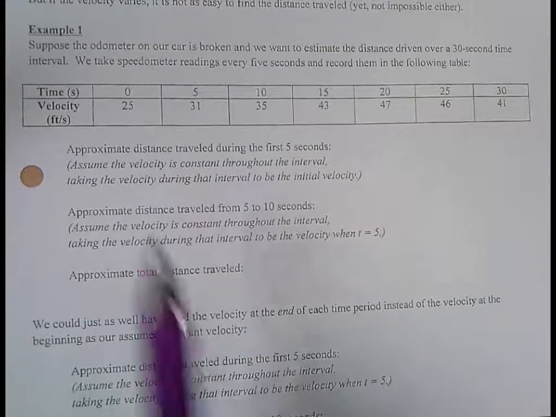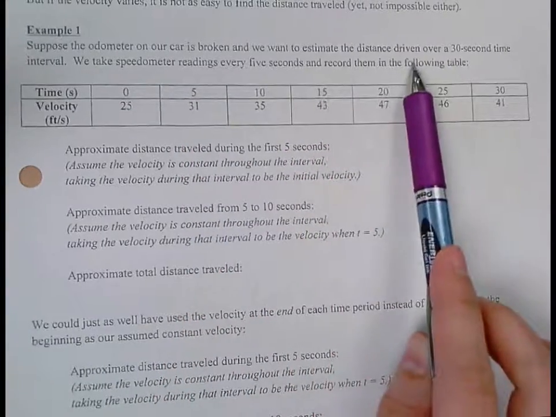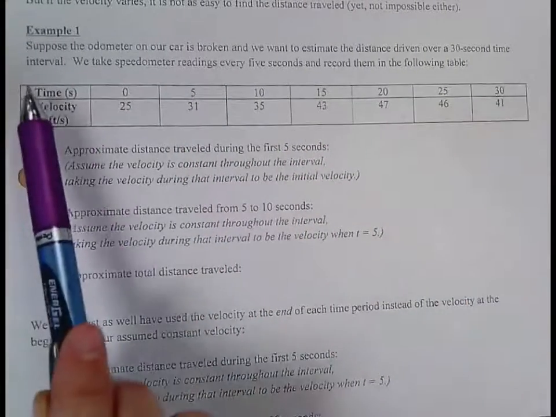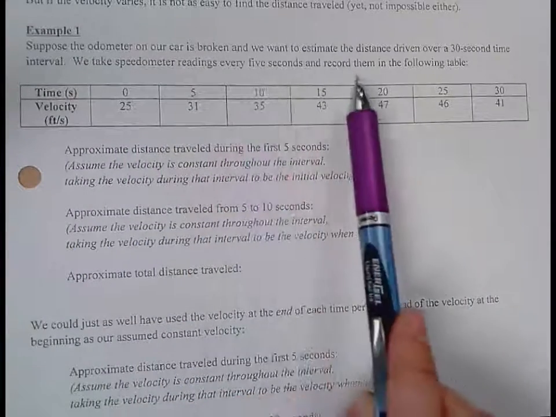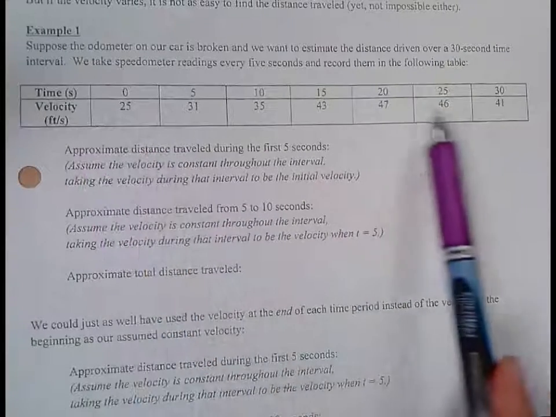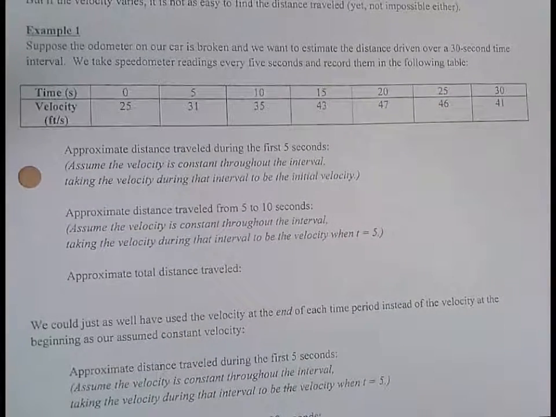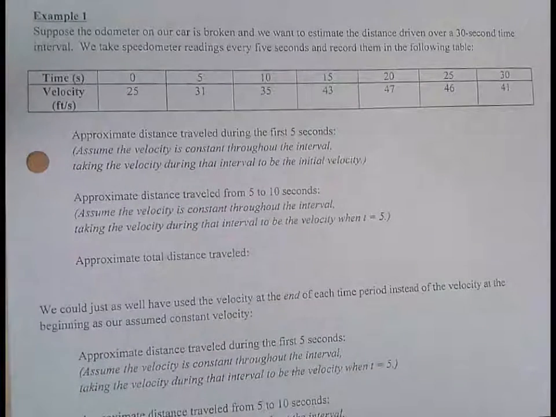Suppose the odometer on our car is broken. We want to estimate the distance driven over a 30-second interval. We take speedometer readings every 5 seconds and record them in the following table. So here are the velocities in feet per second every 5 seconds from 0 to 30 seconds. We're going to work through this two different ways.